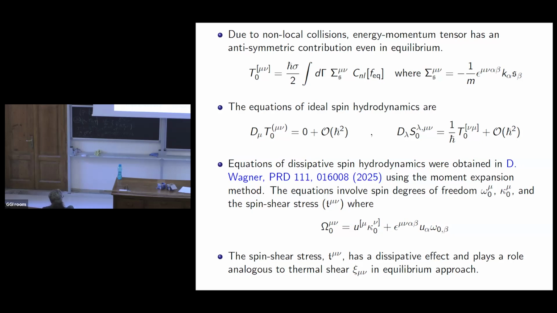And this t, we call it spin shear stress, which shares the same symmetries as pi, which is the shear stress tensor. So it's a rank 2 symmetric tensor, traceless, and orthogonal to U mu. It has a dissipative effect as it controls the evolution of spin potential in the similar way that pi, the shear stress, controls the evolution of flow velocity. In the context of spin polarization, we will see that this plays a role similar to thermal shear in the equilibrium approach.